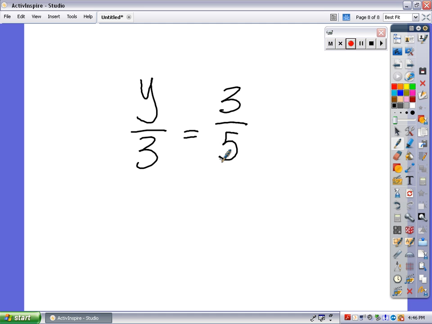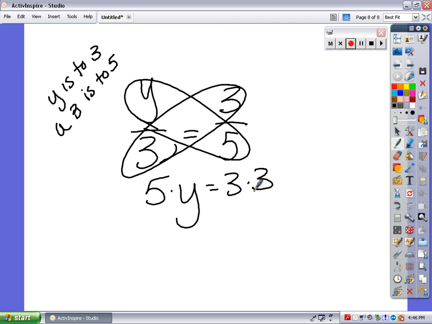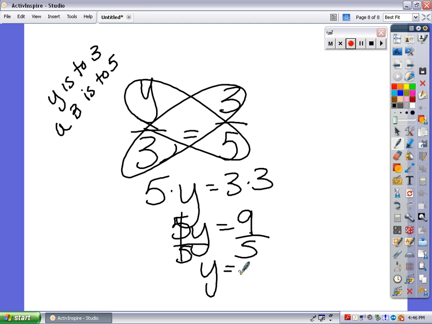Because these are two ratios, you say y is to 3 as 3 is to 5. So here we go. Cross product. 5 times y equals 3 times 3. 5y equals 9. Divide both sides by 5. Those cancel out. y equals 1 4/5, which is also known as 1 8/10. Okay? All right? So, next.